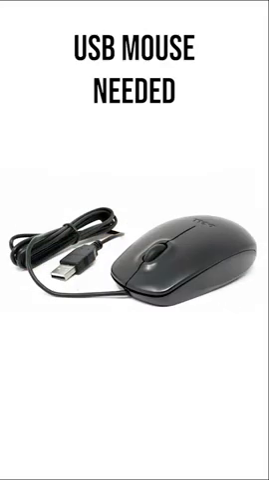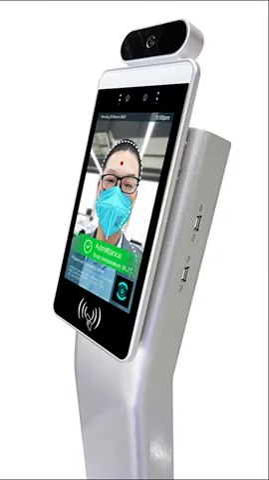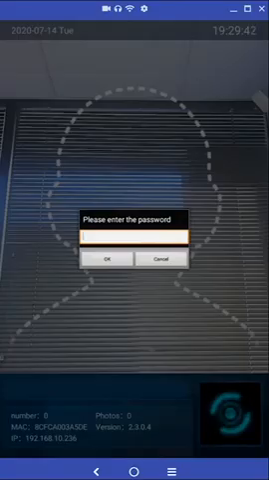To get started, you will need a USB mouse. After powering on the device, you will need to connect your USB mouse to either of the 2 USB connectors on the back of the device. Click the middle mouse button to bring up the application menu.